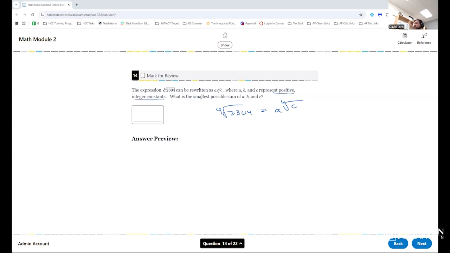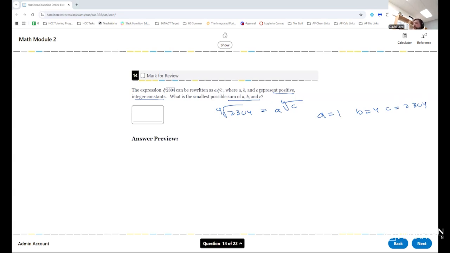So we can't have A be 0, and it can't be a fraction or decimal. What is the smallest sum? Okay, so for example, we'll just write the top. A could be 1, B could be 4, C could be 2304. So that'd be just like copying what we see right away. So let's see if we can get small on that.